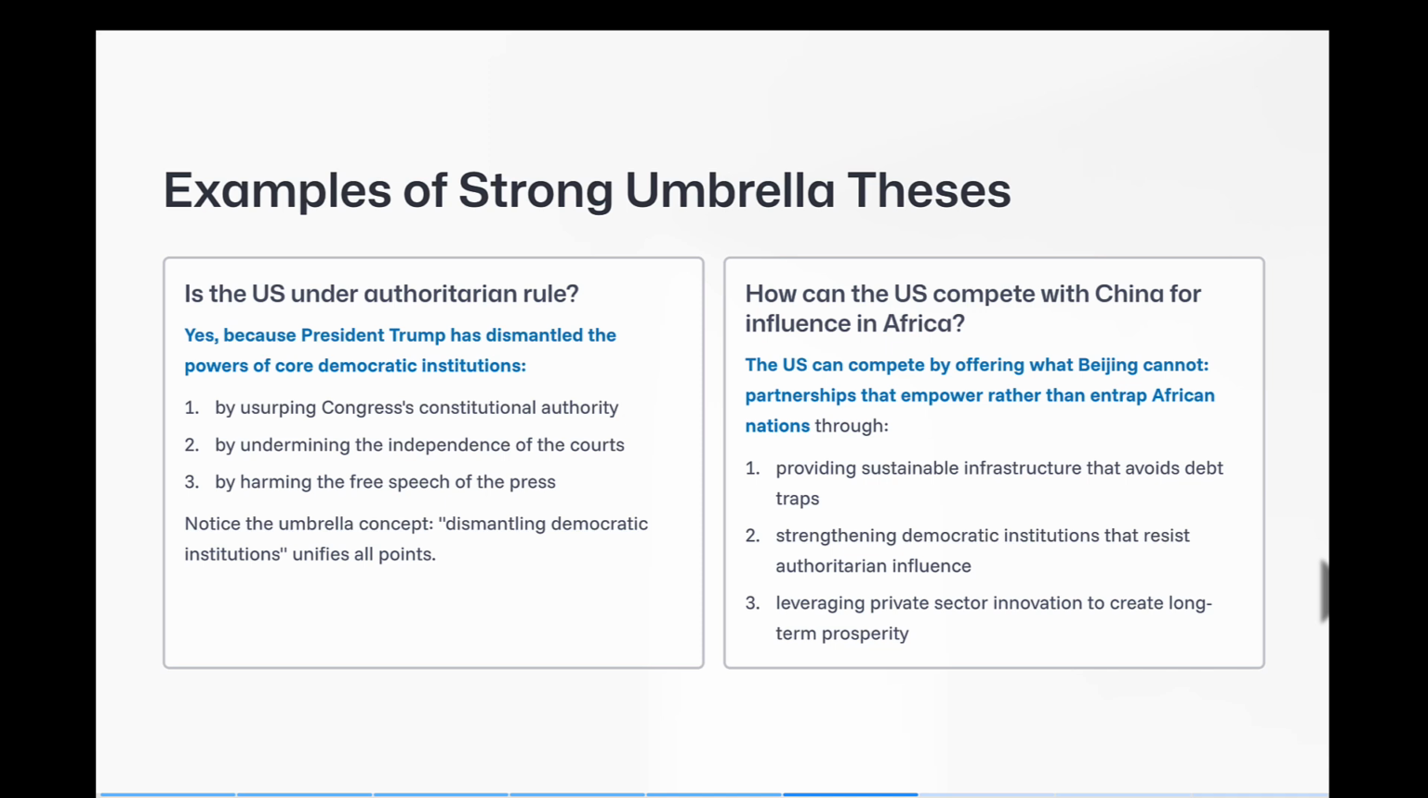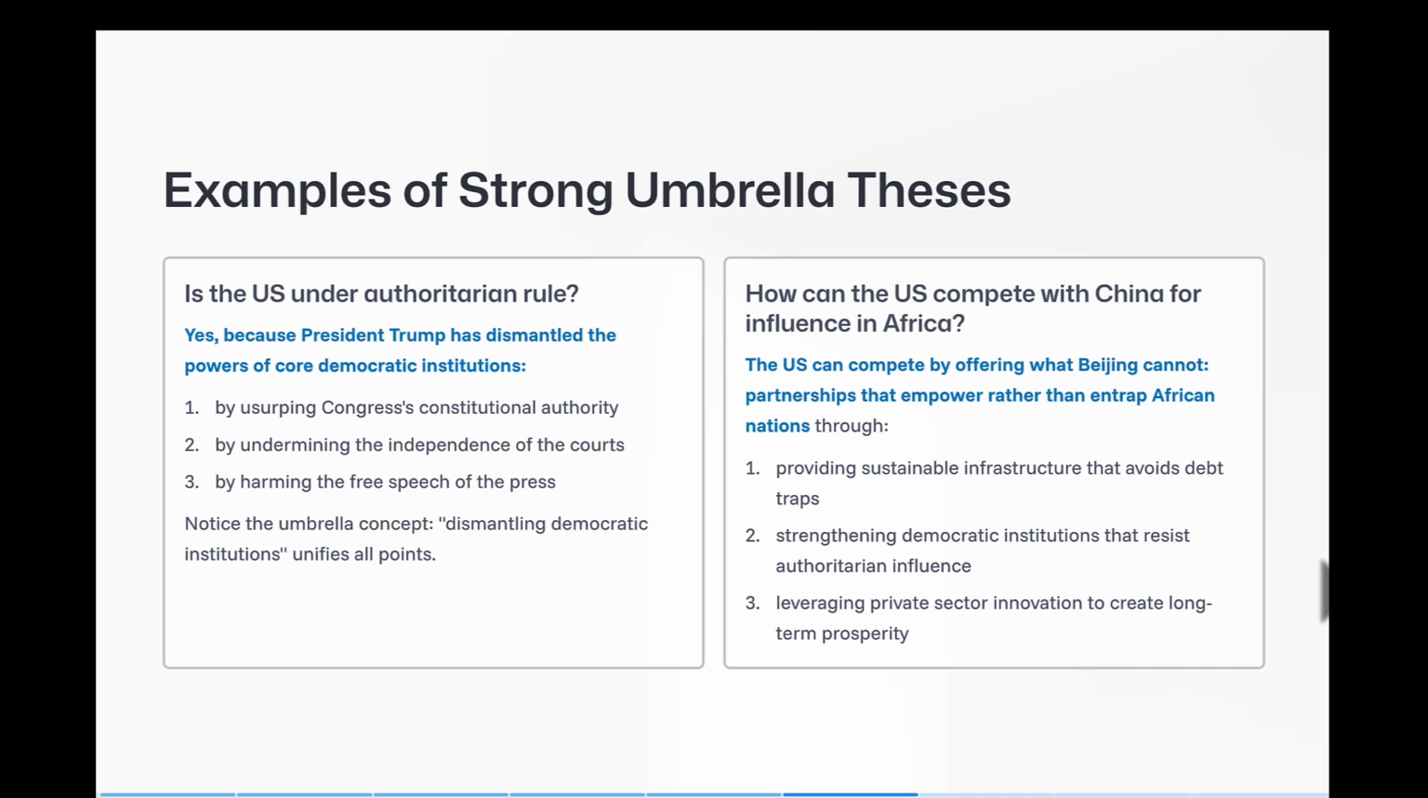This is so much more interesting than if you just said the U.S. can compete with China in Africa in three ways. First, through infrastructure. Second, through strengthening institutions. And third, through private sector innovation. That's so vague. Notice that this version of the thesis has gotten us to a much more interesting place of creating depth, that fundamentally what China is doing in Africa could be seen as entrapment, as limiting their ability to grow or to be free, rather than the US, which could empower nations. And so that's just like a much more interesting thesis.